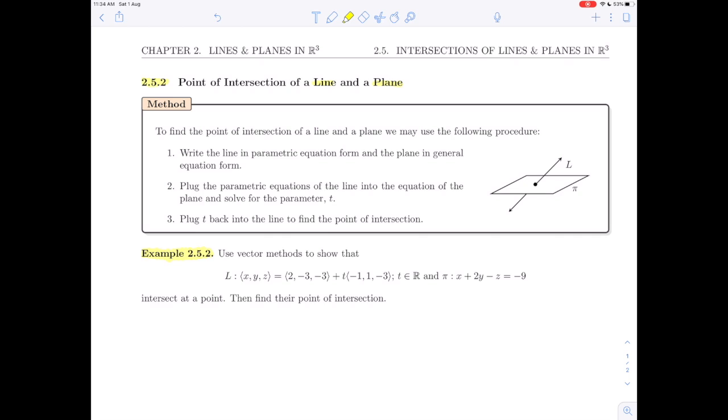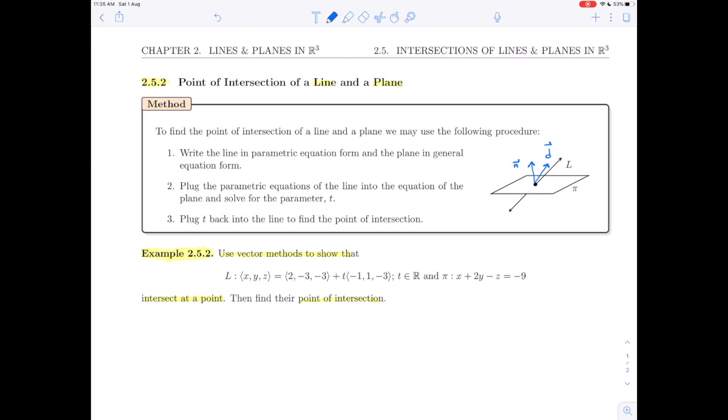It asks us first to use vector methods to show that this given line and this given plane intersect at a point. And then after that, we're going to find their point of intersection. So let's start by doing the first part. We need to remember from our unit on the relative positions that the only thing we need to do to show that the line and the plane intersect at a point is to show that the normal vector of the plane and the direction vector of the line are not perpendicular.